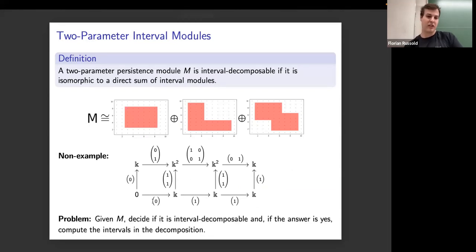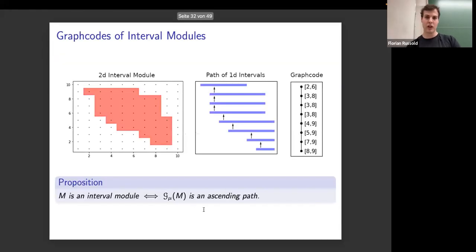So we can look at a problem that, given M, decide if it is interval decomposable, and if the answer is yes, then compute the intervals in this decomposition. And in the following, I will show that the graph code representation actually gives us a very nice algorithm, at least a very nice conceptual algorithm, to decide this interval decomposability.